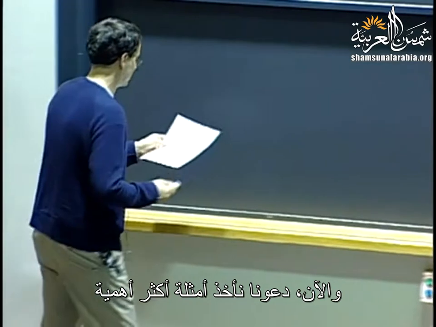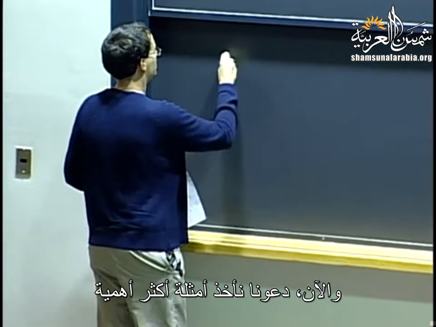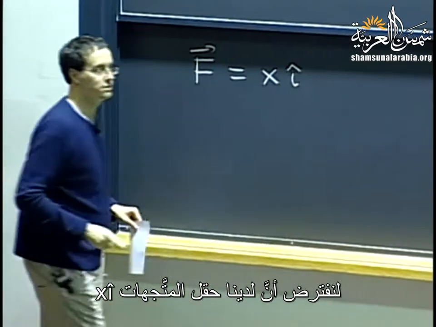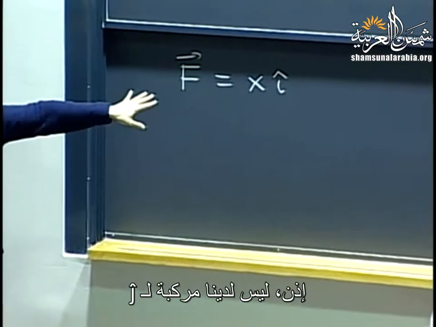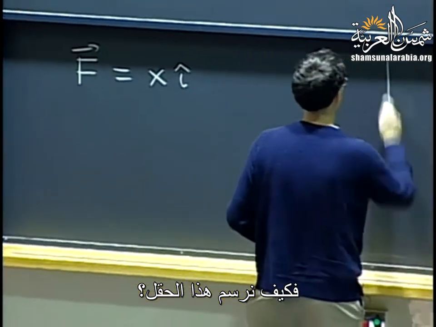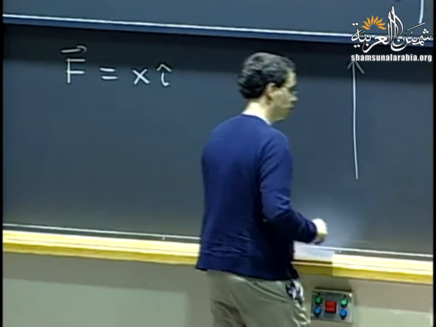Now let's try to look at slightly more interesting examples. Let's say I give you the vector field x times i hat. So there's no j component. How would you draw that?